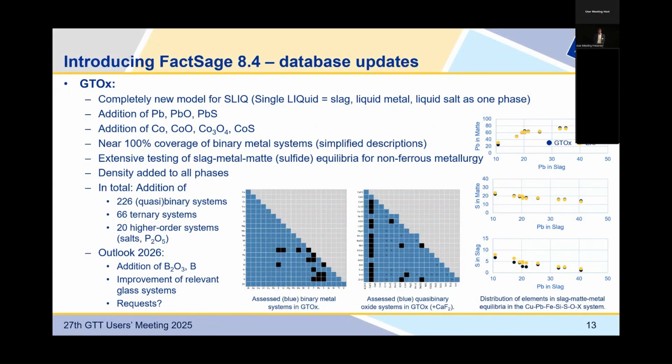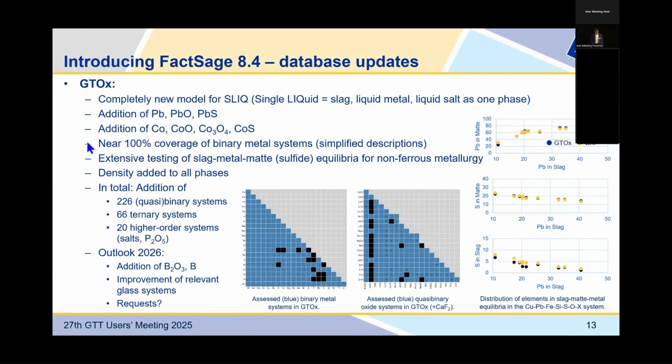It's the first database that does this of this size. We started this 1.5 years ago. We have completely revised the model, leading to even better extrapolations to higher component systems. In addition to that, we have also added lead and cobalt as new components, both on the metal side, the oxide side, and the sulfides.